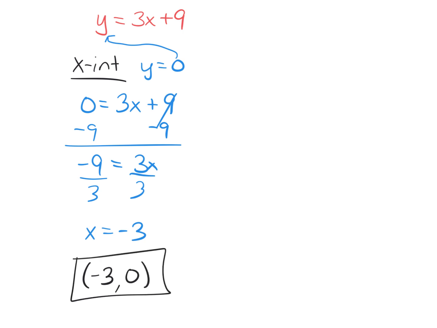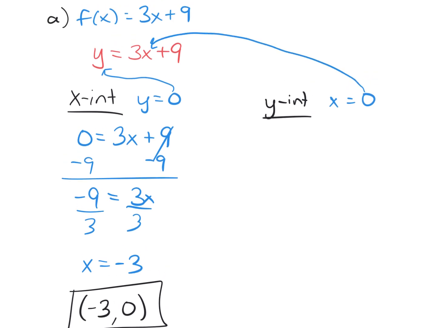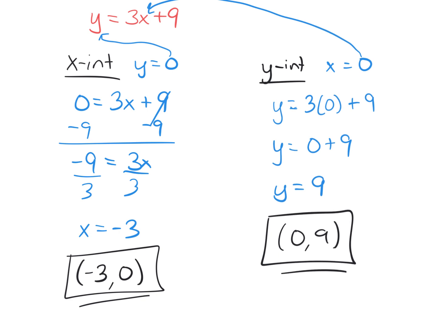So there's my x-intercept. How do I find my y-intercept? You plug x equals 0. Yep, x would equal 0. So I'm plugging 0 in for x. So I have y equals, is it 30? No. Nope, 3 times 0 plus 9. What's 3 times 0? 0. 0 plus 9? 9. How do I write my answer? 0, comma 9. And that is my y-intercept. So I have my x-intercept and I have my y-intercept.